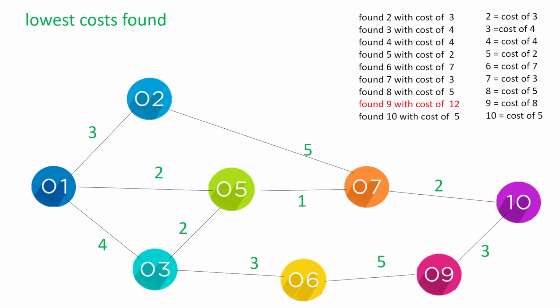Well, 4 plus 3 plus 5 is 12. But our minimum cost is 8. We've gone from 1 to 5 to 7 to 10 to 9, 2, 1, 2, 3, which is a cost of 8, which is cheaper or shorter. So is the code wrong? So uniform cost search finds the shortest path.